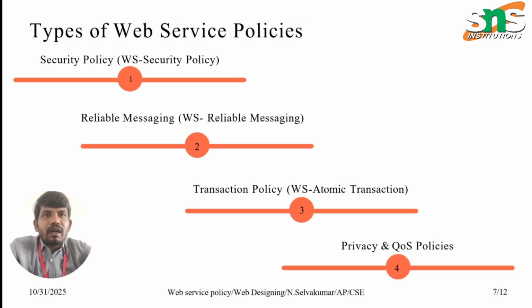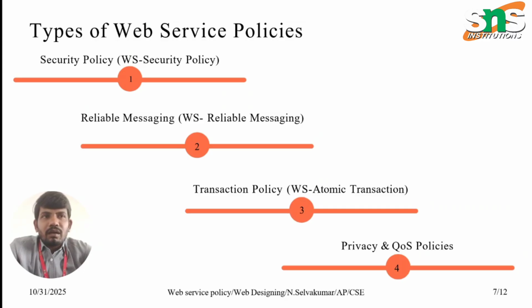Next, types of policies and attachment points. Web services enable different policy types depending on requirements. First one, security policies. They enforce authentication, encryption, and digital signatures. Example: sign all messages with X.509 certificates and encrypt with AES-256. Second one, reliable messaging. It guarantees message delivery, prevents duplicates, and maintains ordering, critical for financial transactions or inventory systems. Third one, transaction policies.